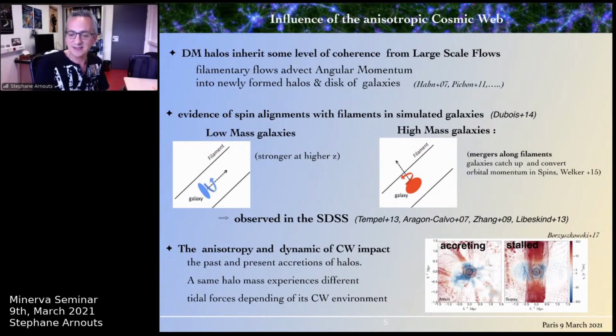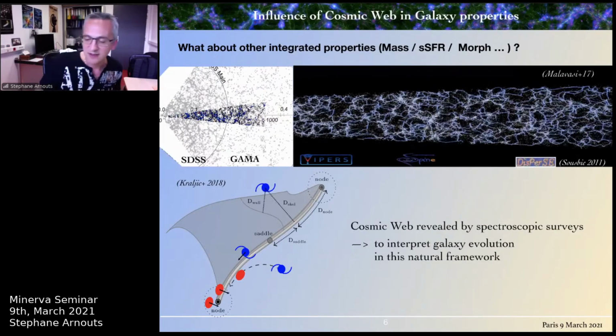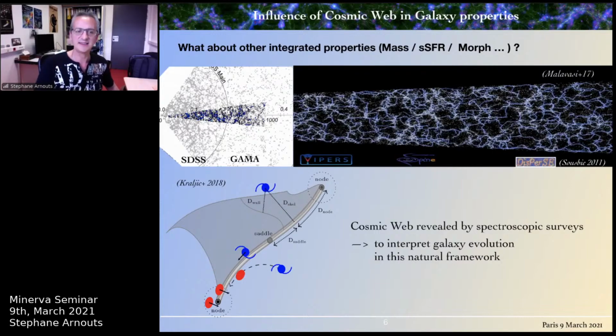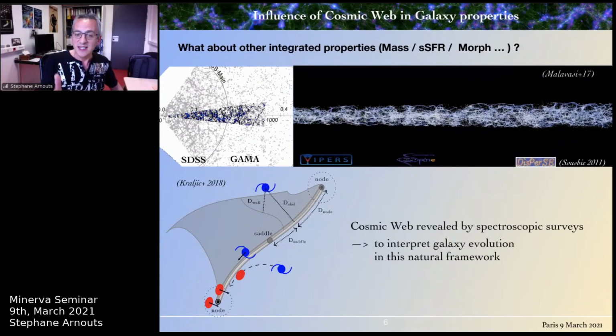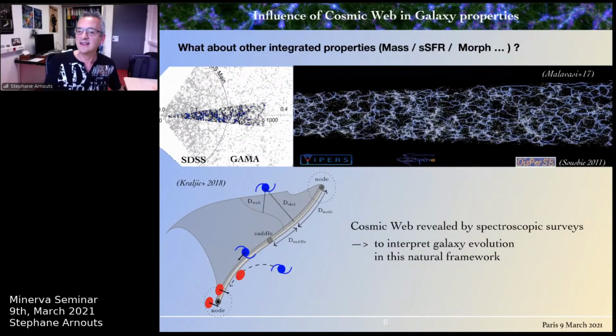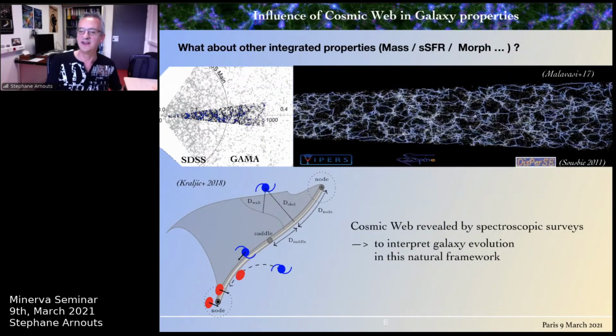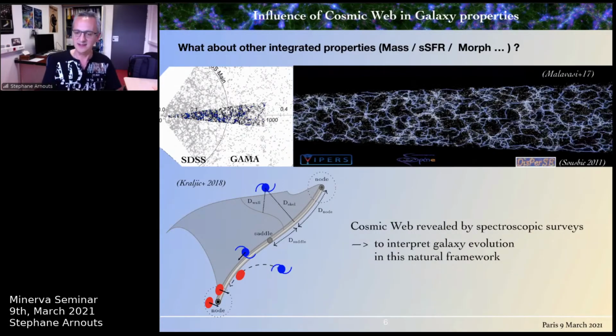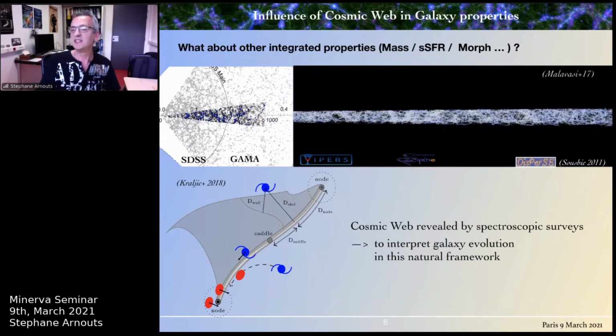So at a given mass, it can continue to accrete or be completely stalled in terms of accretion, and then its future evolution will be different. So you expect the environment to have a considerable influence on the evolution of those halos. So with this short background on the influence of the cosmic web on halos, we can also try to see if there are other ingredients that we can detect on the influence of the cosmic web on the galaxy properties, like some quantities that are more integrated, like stellar mass or star morphology and specific star formation rate.